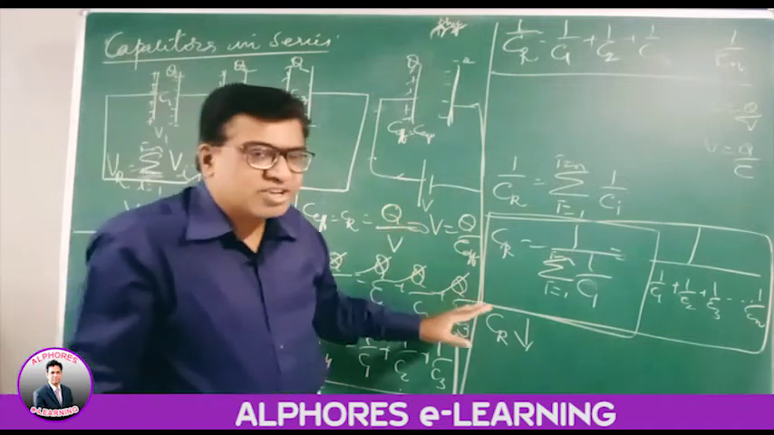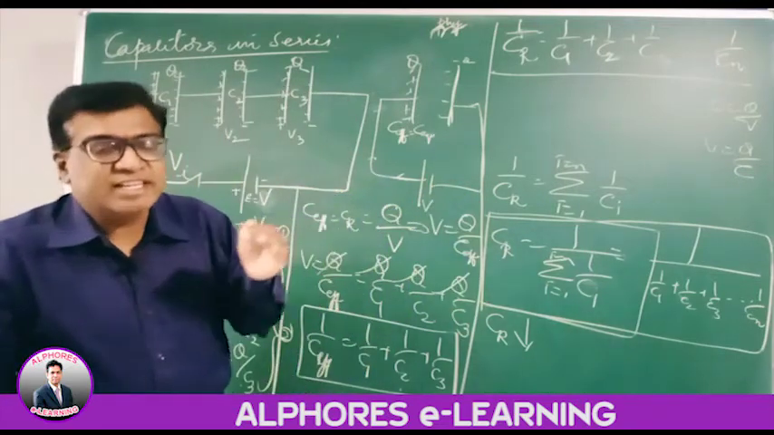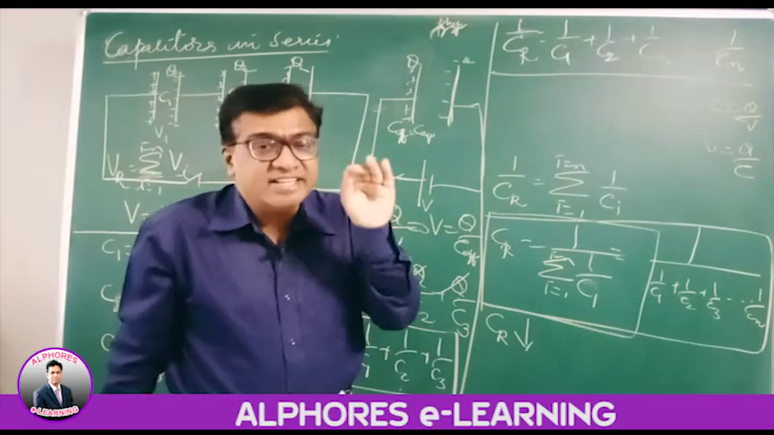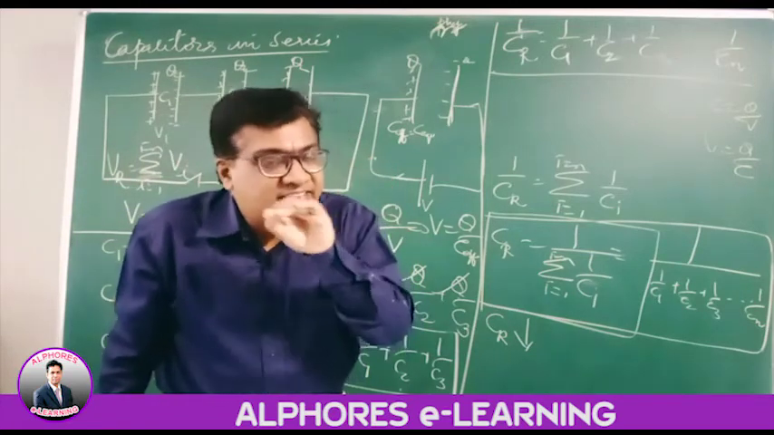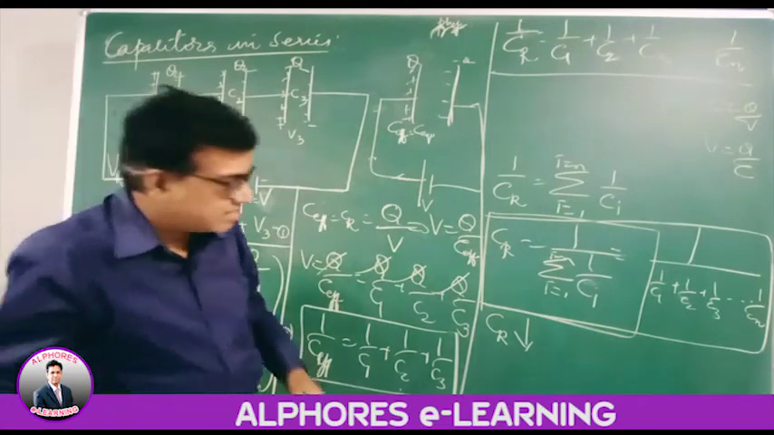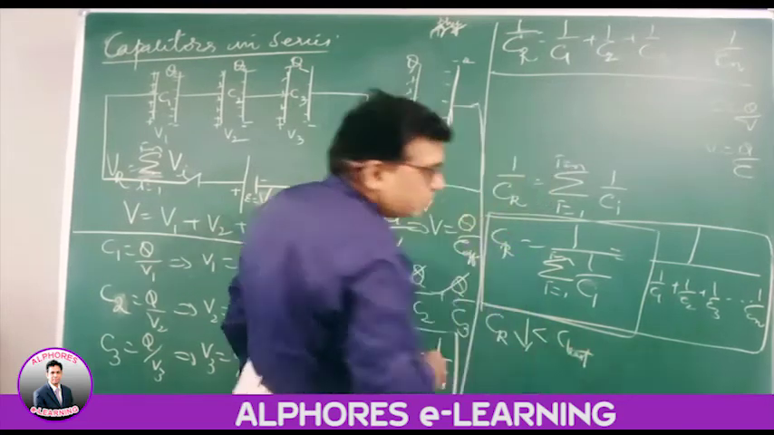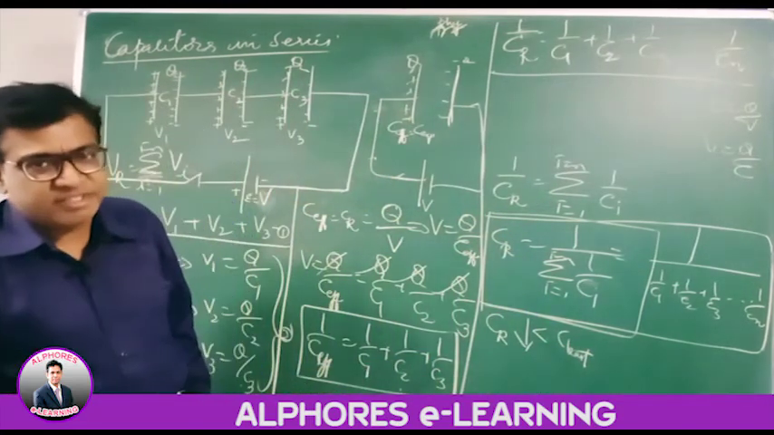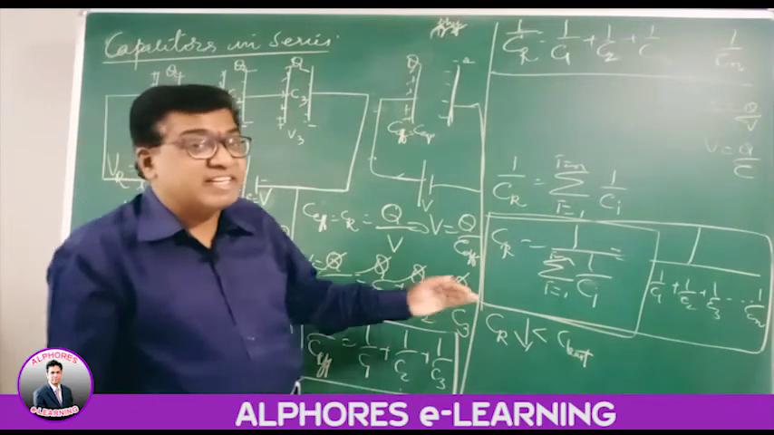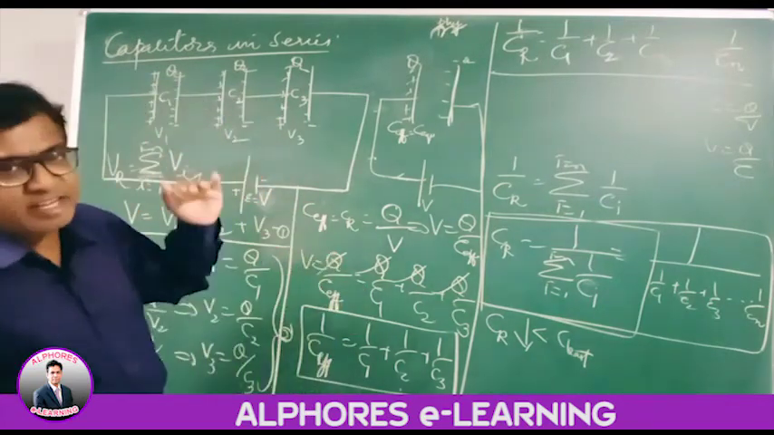So in series combination, the effective capacitance decreases. The resultant capacity is less than the least capacitor that is used in this combination. Capacity decreases in series combination. Right? So this way we will take up the capacity.